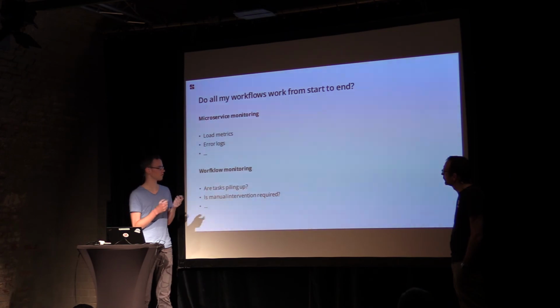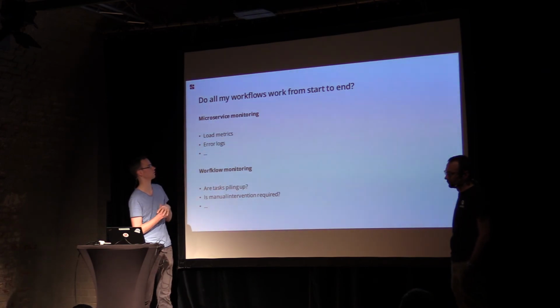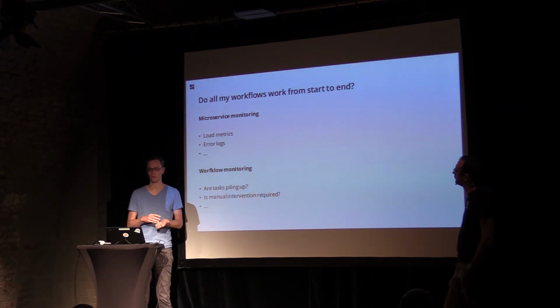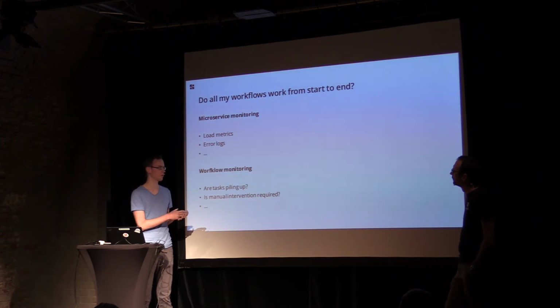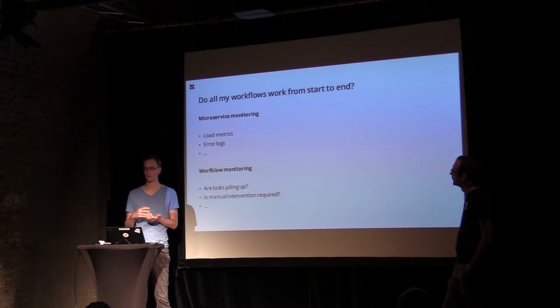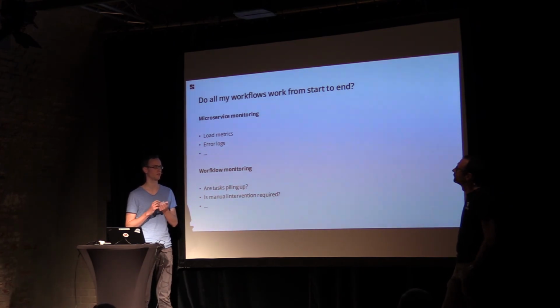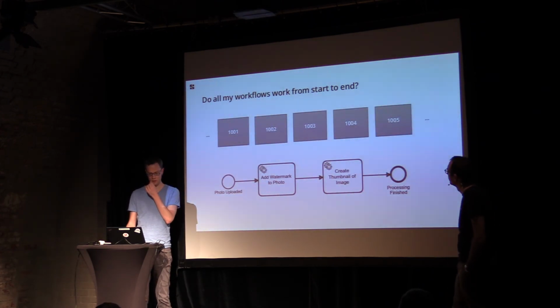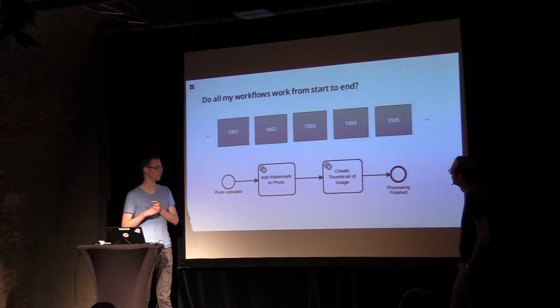So on the one hand, in the microservice architecture, we have service monitoring of individual services. This is very helpful for technical monitoring of the services. And then there's workflow monitoring, which is kind of complementary to that. With workflow monitoring, we can answer questions like, are there tasks piling up because there's some problem in our system, or is manual intervention required somewhere to repair something before the workflow can continue? Again, all of this is based on the event stream of ZB.